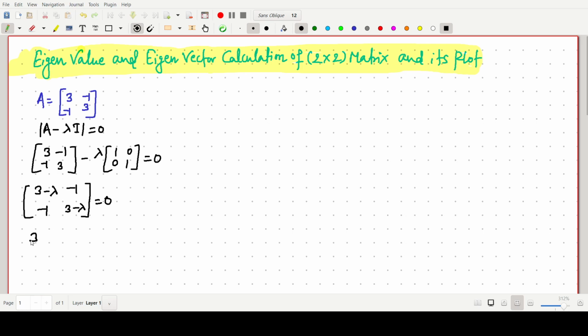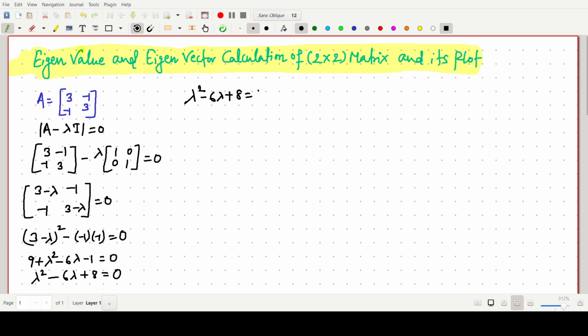Okay, so after that we can write (3 minus lambda) whole square minus of (minus 1 into minus 1) equals to 0. So now we can solve this as 9 plus lambda square minus 6 lambda, then minus 1 equals to 0. So we can write this as lambda square minus 6 lambda plus 8 equals to 0. Now our characteristic equation is lambda square minus 6 lambda plus 8 equals to 0.